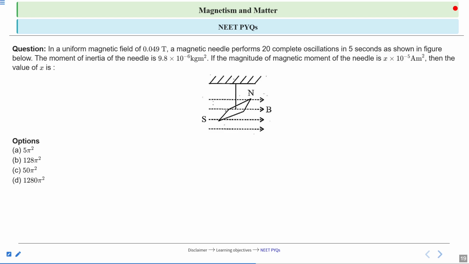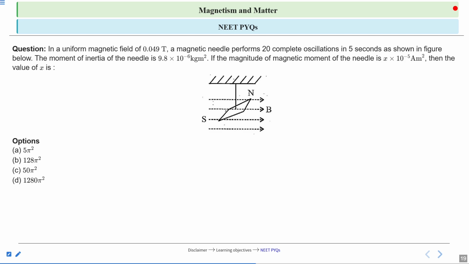If the magnitude of the magnetic moment of the needle is x into 10 to the power minus 5 ampere meter square, so this x we have to find. The magnetic moment is given, but only the x term is not given. Then the value of x is, options are 5 pi square, 128 pi square, 50 pi square and 1280 pi square.